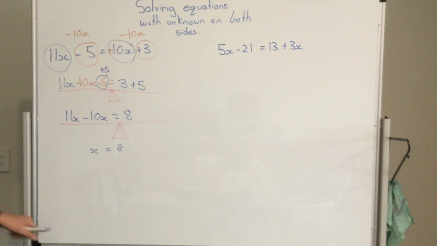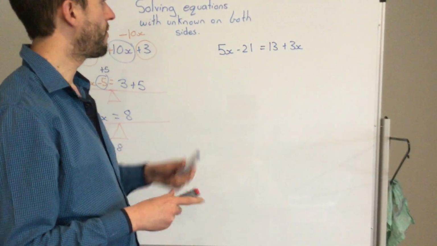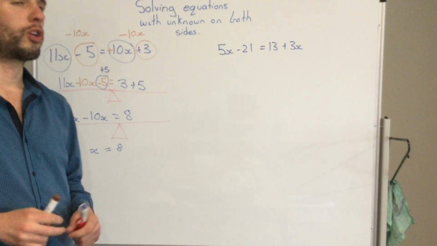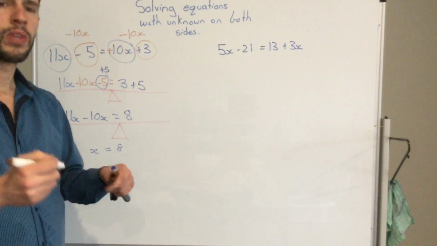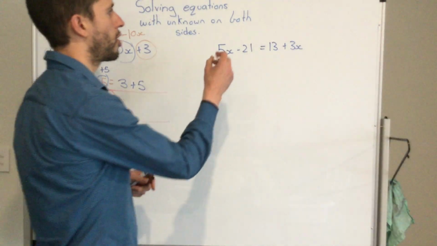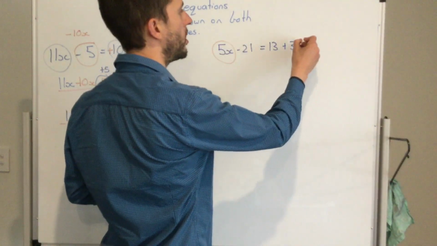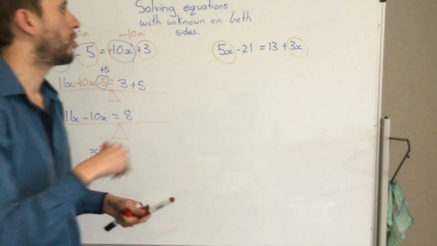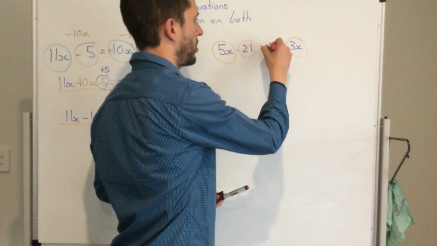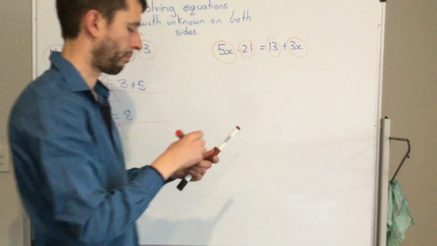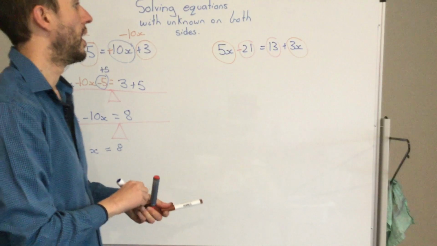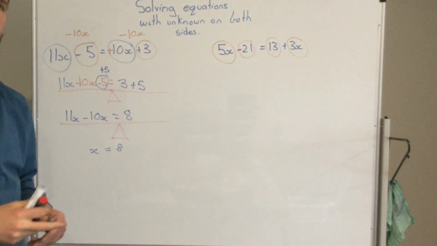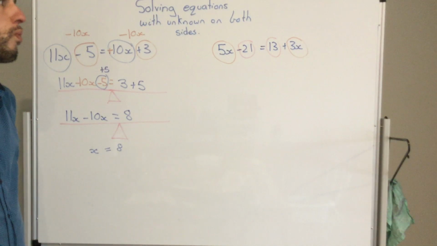Let's have a look at the other side now. 5x, take away 21, equals 13 plus 3x. I'm going to circle my common unknowns. I'm going to circle my other like terms. I'm just going to make sure I accidentally went over that. There we go. Okay, now I'm going to change it in one go.